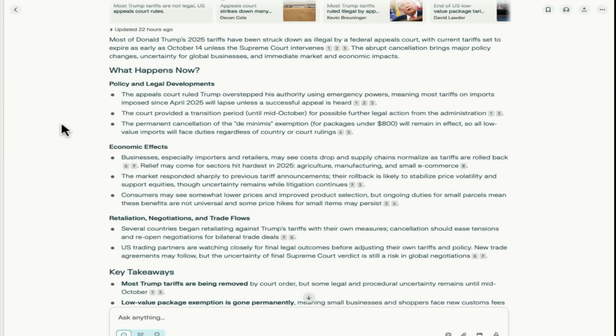Let's have a look at what happened here. Most of Trump's 2025 tariffs being struck down as illegal by a federal appeals court. The current tariff set to expire as early as October 14th unless the Supreme Court intervenes. The abrupt cancellation brings major policy changes.